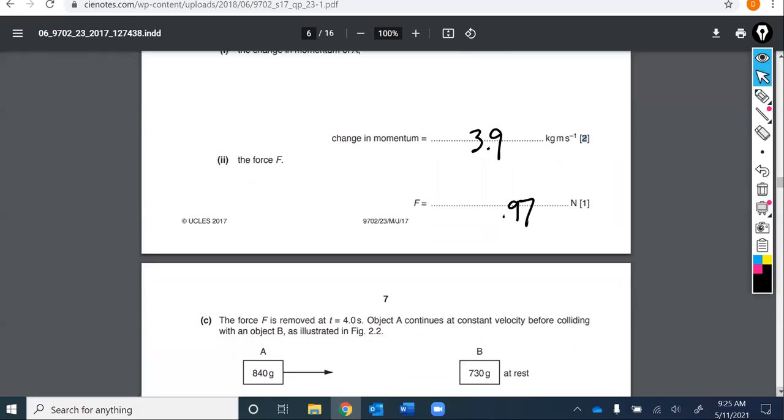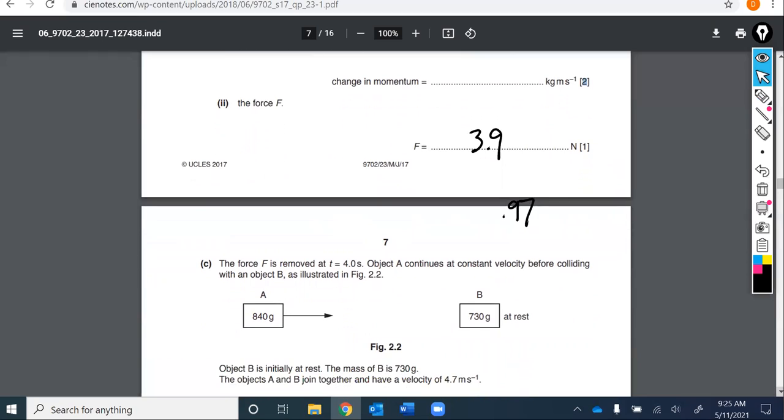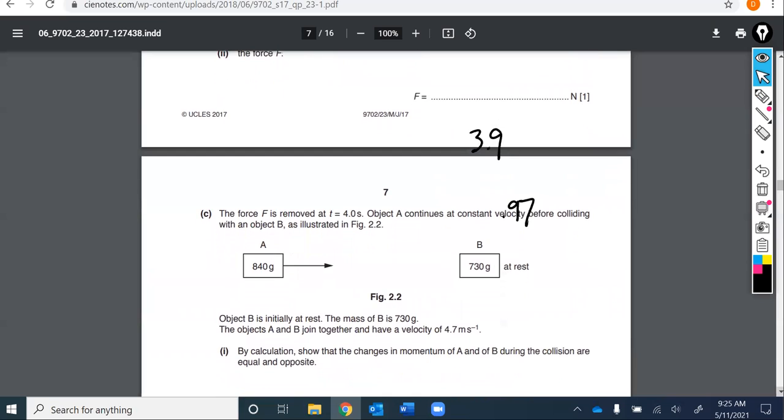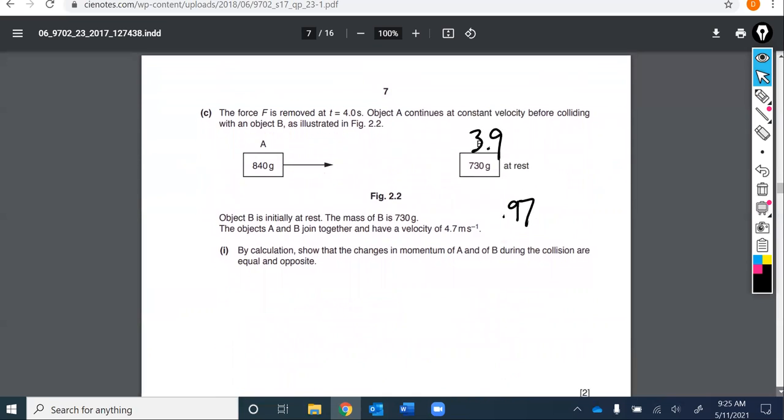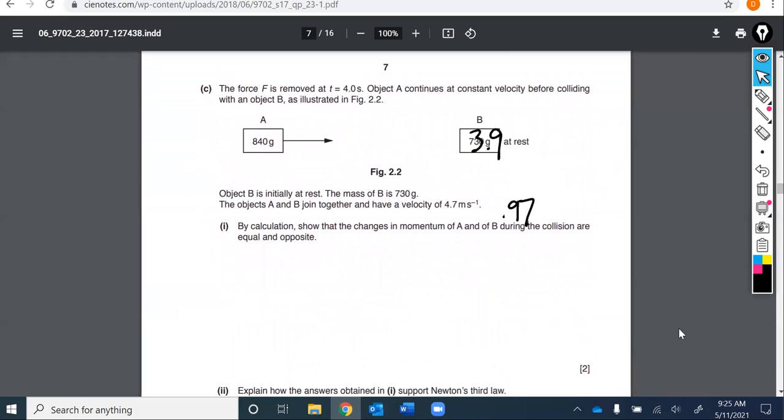Question goes on to read, the force F is removed at t equals 4 seconds. And so object A continues at constant velocity before colliding with an object B as illustrated. So collided, right? This kind of a setup here. We know that we're going to have some conservation of momentum probably to help us out. One of the great conservation laws of physics. The force F is removed, continues along, colliding with B as illustrated. Let's remind ourselves of what exactly we've got here.